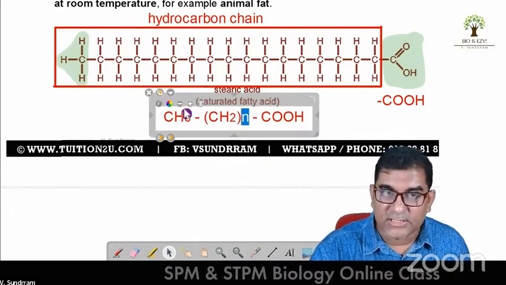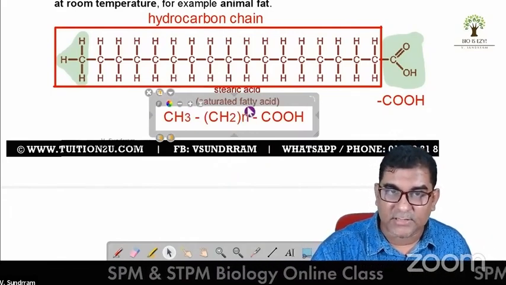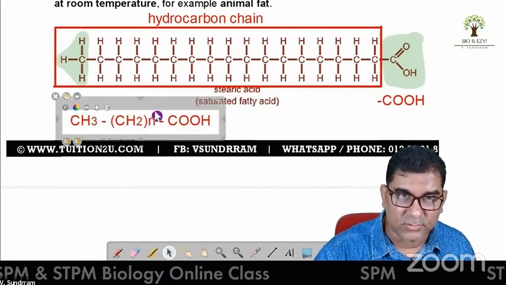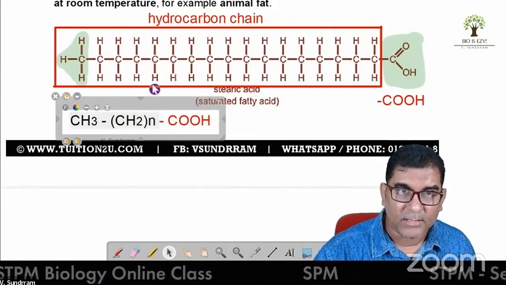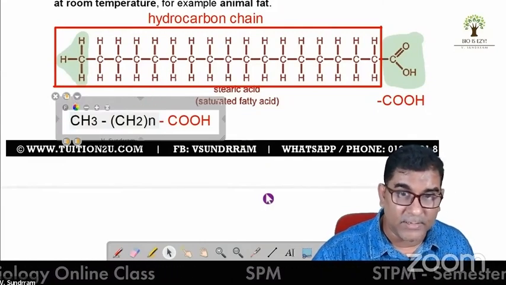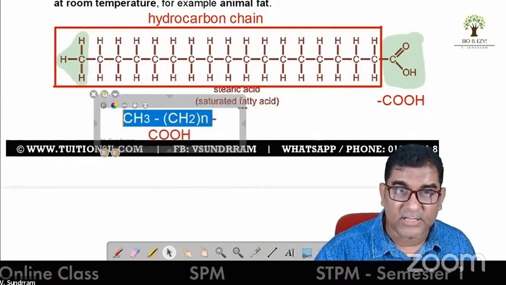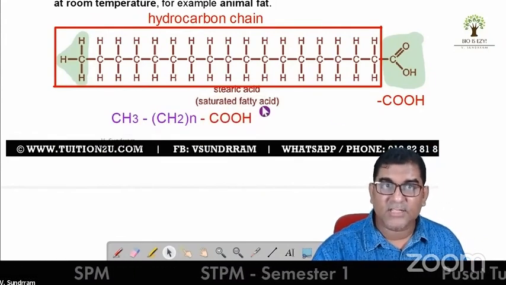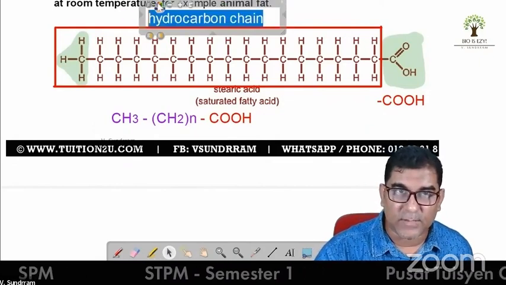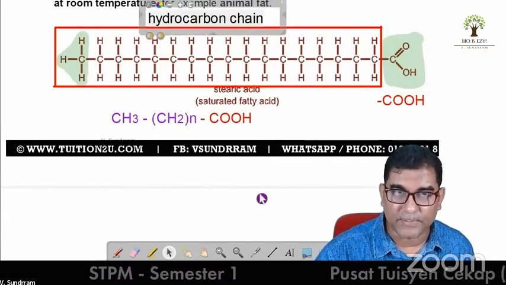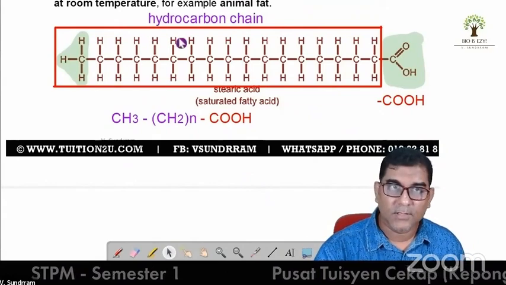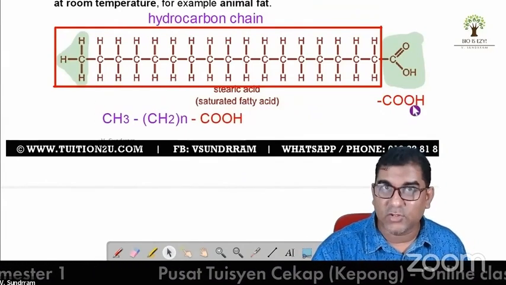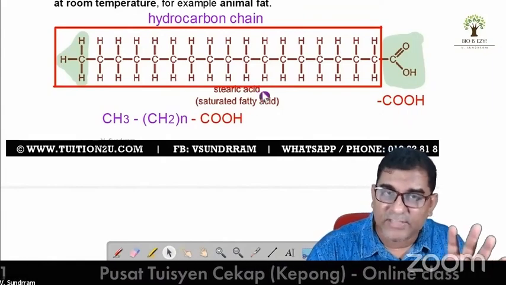So CH3, CH2 n. The one I've changed into purple is the hydrocarbon chain. The red one is the carboxylic group. So the hydrocarbon chain is the one that is in purple. This whole area is the hydrocarbon chain. The ending is the acid group. That's why you call this a fatty acid.